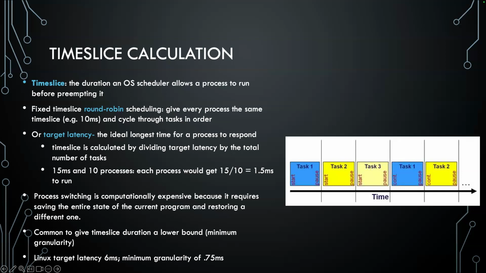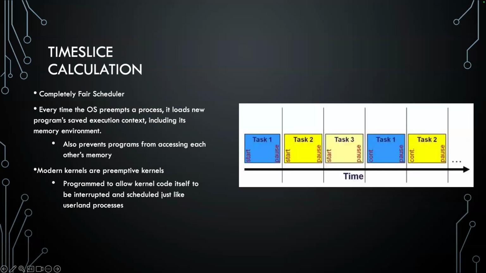Yeah, so that's the primary way that Linux does time slice calculation. And it is something called a completely fair scheduler. All right, there we go.